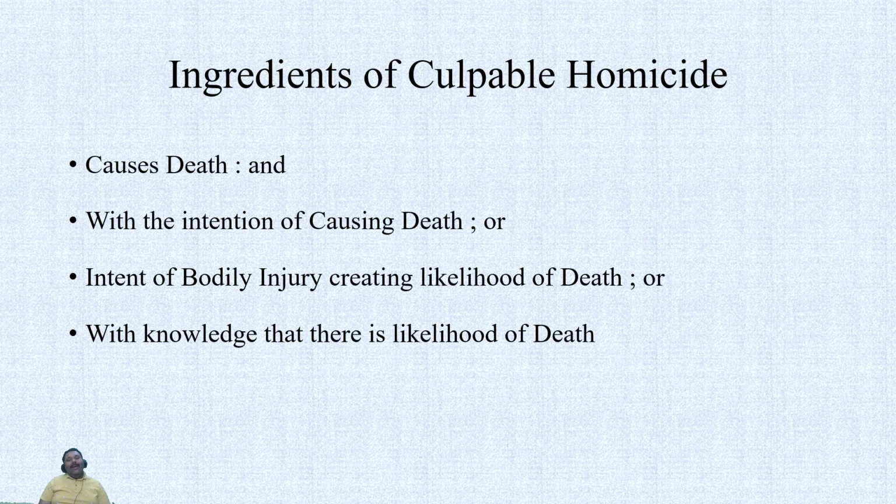In that case, it will be considered that I have done an act with the knowledge that my act is likely to cause death. So in that case, my action will be considered culpable homicide. How can there be specific knowledge? Specific knowledge is in respect of the deceased. I know that the deceased is allergic to this particular medicine, but I still administer that medicine to the deceased. It means I have specific knowledge.